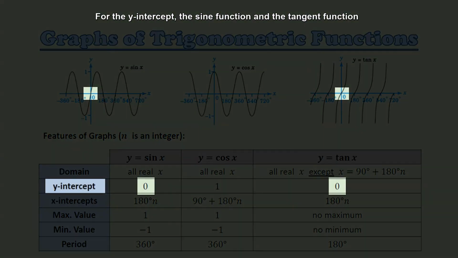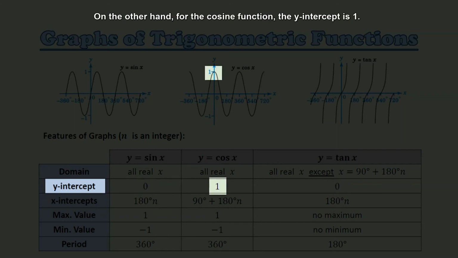For the y-intercepts, the sine function and the tangent function have the same y-intercept, 0. And that means the graphs pass through the origin. On the other hand, for the cosine function, the y-intercept is 1.